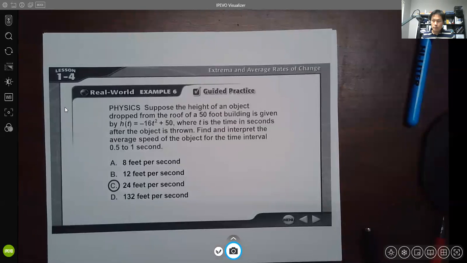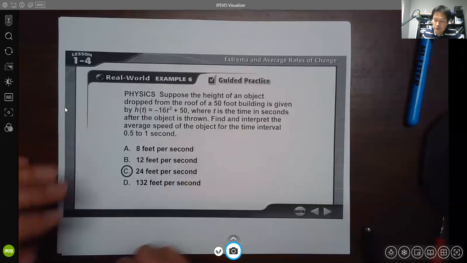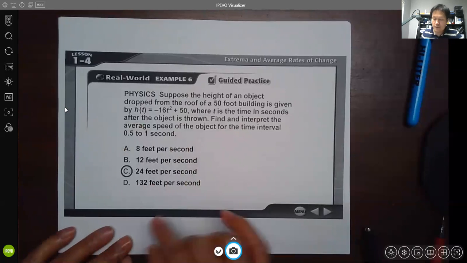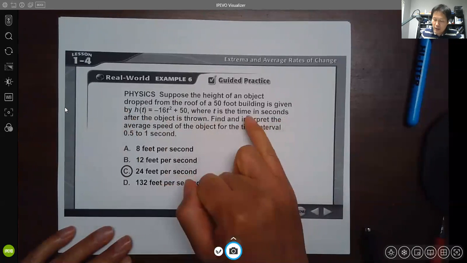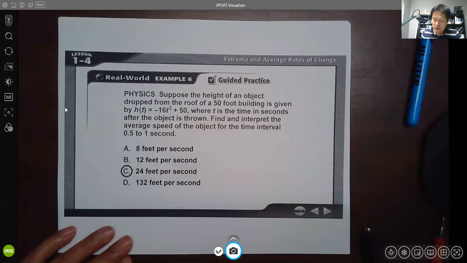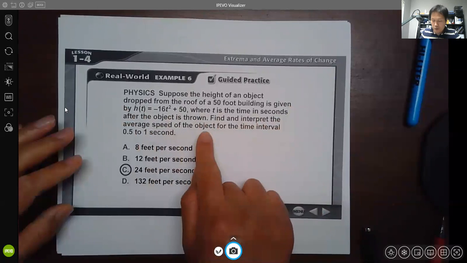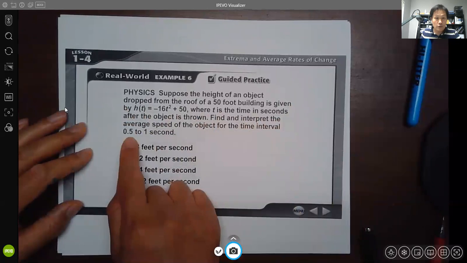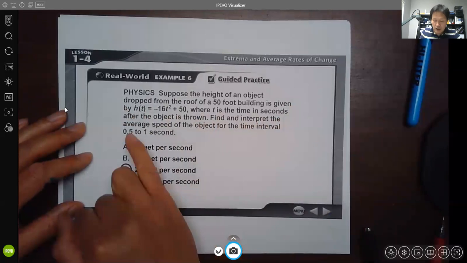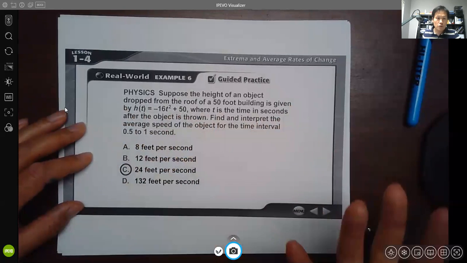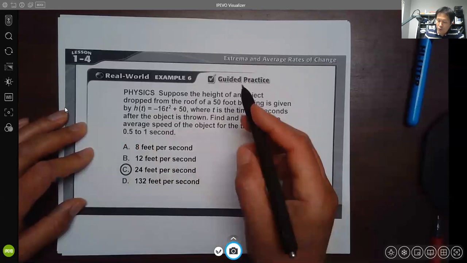Okay, suppose the height of the object dropped from the roof of a 50 feet building is given by h of t equal to the following, where t is time in second after the object is thrown. Find and interpret the average speed of the object for the time interval 0.5 through 1 second. Again, it sounds complicated. It's not. Average rate of change, average speed, average rate of change, exactly the same question. 0.5, 1 second. So you get 2 points.